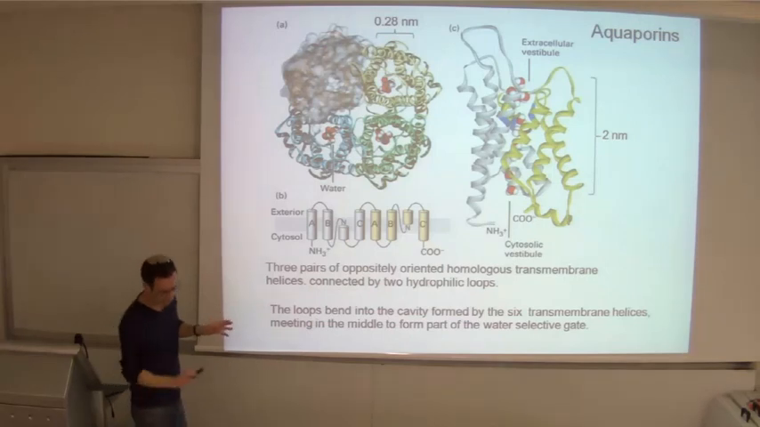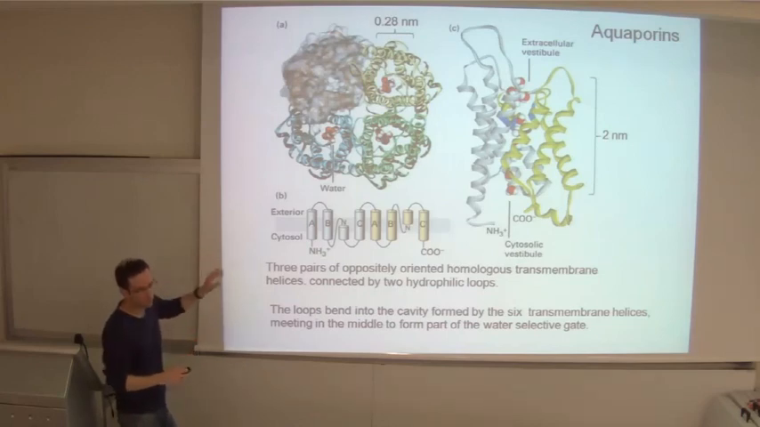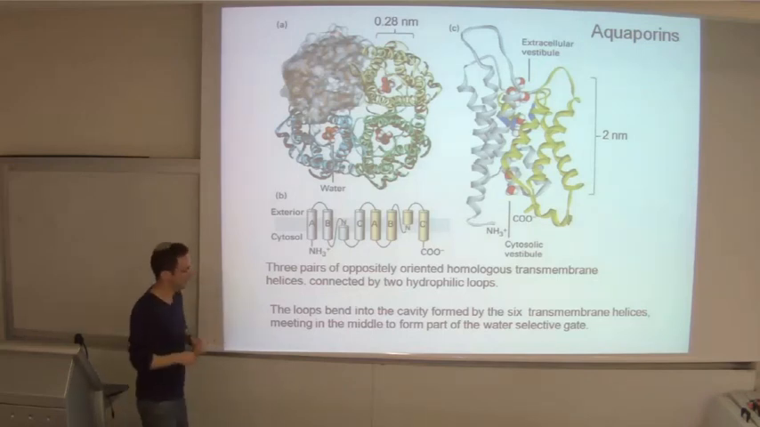And again, it's a passive channel, right? So if the cell wants more water to pass through its membrane, it has to synthesize more aquaporins and transport them to the membrane. And if it wants water to stop being transported, it has to remove these proteins from the plasma membrane.